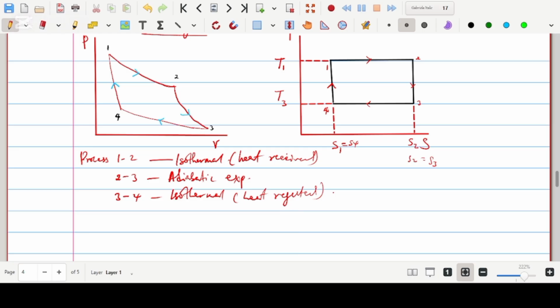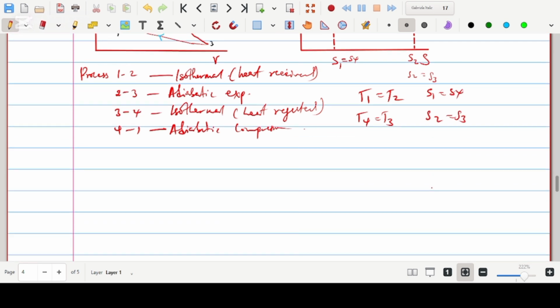Okay. Now the next process, which is 4 to 1, look at it. It is adiabatic compression. Now let us consider this TS diagram. You can see that your T1 is equal to your T2. T4 is equal to T3. Also, this is the entropy. Your S1 is equal to S4. Your S2 is equal to S3.